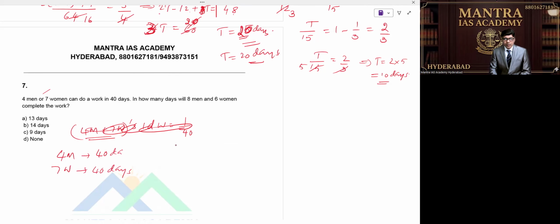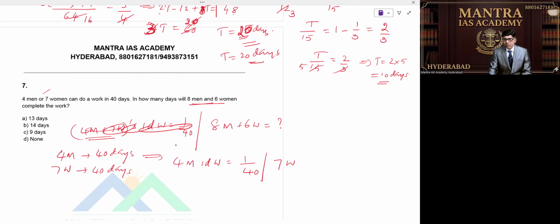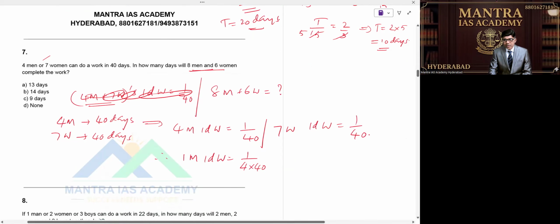Now, the style of doing this question. In this case, 8 men and 6 women can complete the work in how many days? So now for 8 men plus 6 women, I have to find 1 day's work. Simple logic, 4 men in 40 days, no? So 4 men, 1 day's work is equal to 1 by 40. In the same fashion, 7 women, 1 day's work is equal to 1 by 40. Therefore, 1 man, 1 day's work is equal to, the 4 comes down to the denominator, 4 into 40, exactly how much is it? 1 by 160 beta.